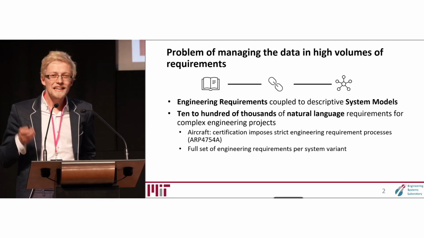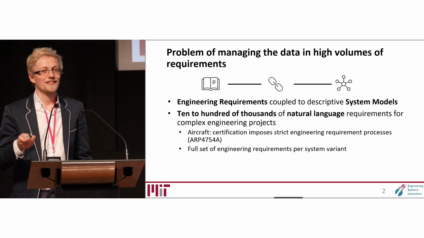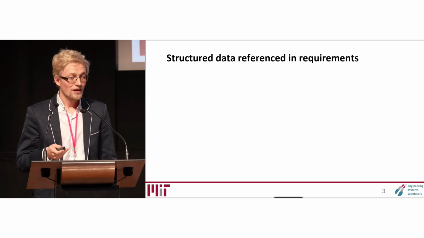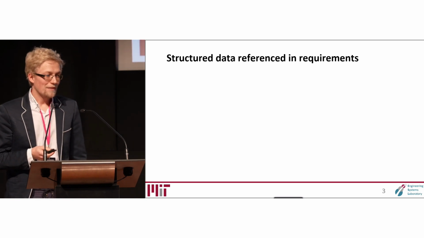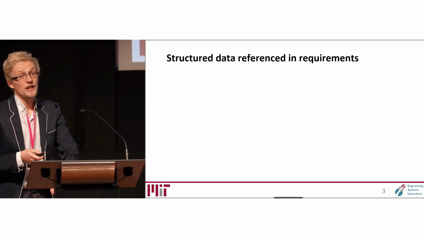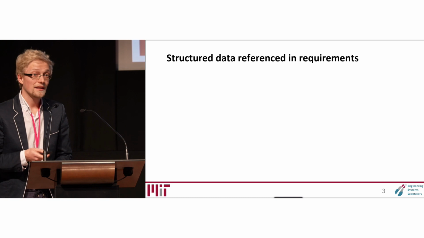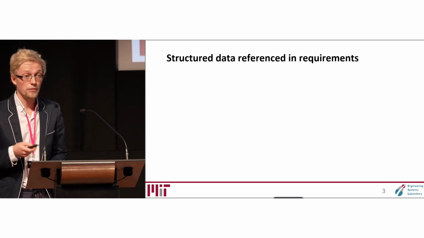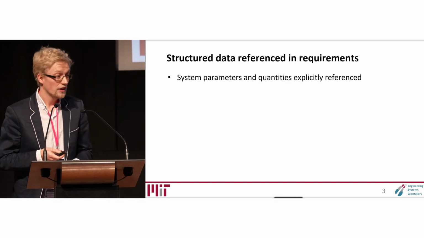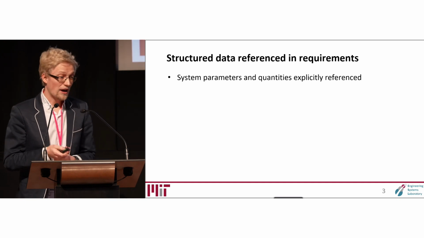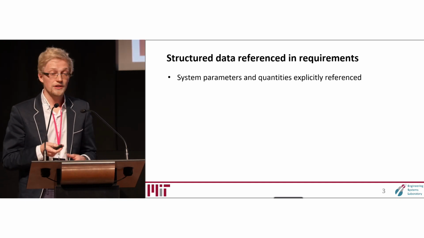So what do I mean by data embedded in requirements? Well, let me give you a couple of examples of the type of data that we can find embedded in requirements, and I'll use real requirements from real projects for this. So we can find system parameters, names of system parameters, and quantities.